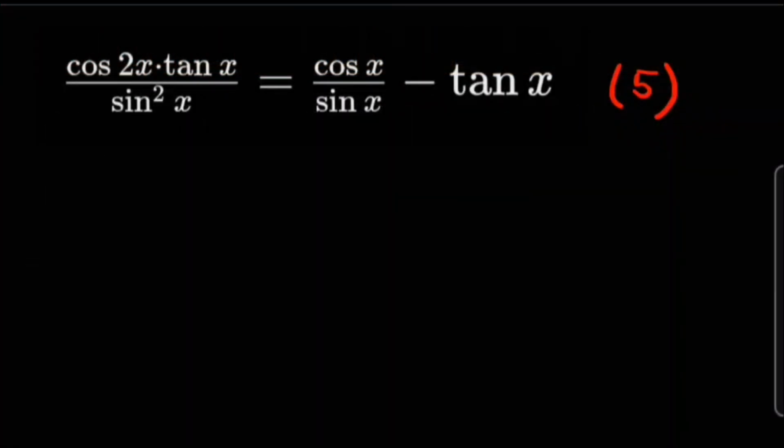Here we have question 2. We're going to start off by focusing on the left-hand side. So we have cos 2x times tan x over sine squared x. Let's write that down.